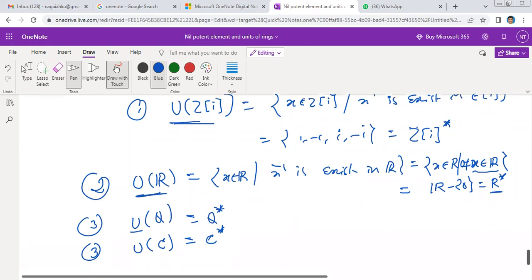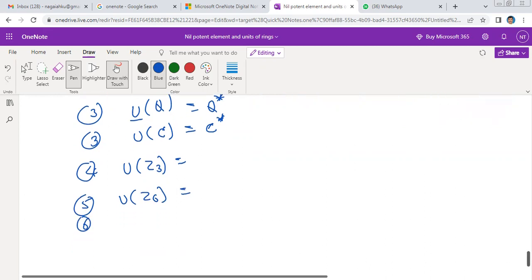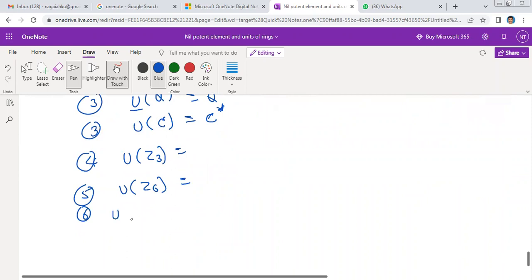Can you find Z2, Z3, Z5? ఇది ఒకటి మీరు ట్రై చేసుకోండి. What are the units of Z3? Next, what are the units of Z5, Z6? Sir, phi of n, sir. Yes, we can apply this formula. Yeah, U of Z15. Right.